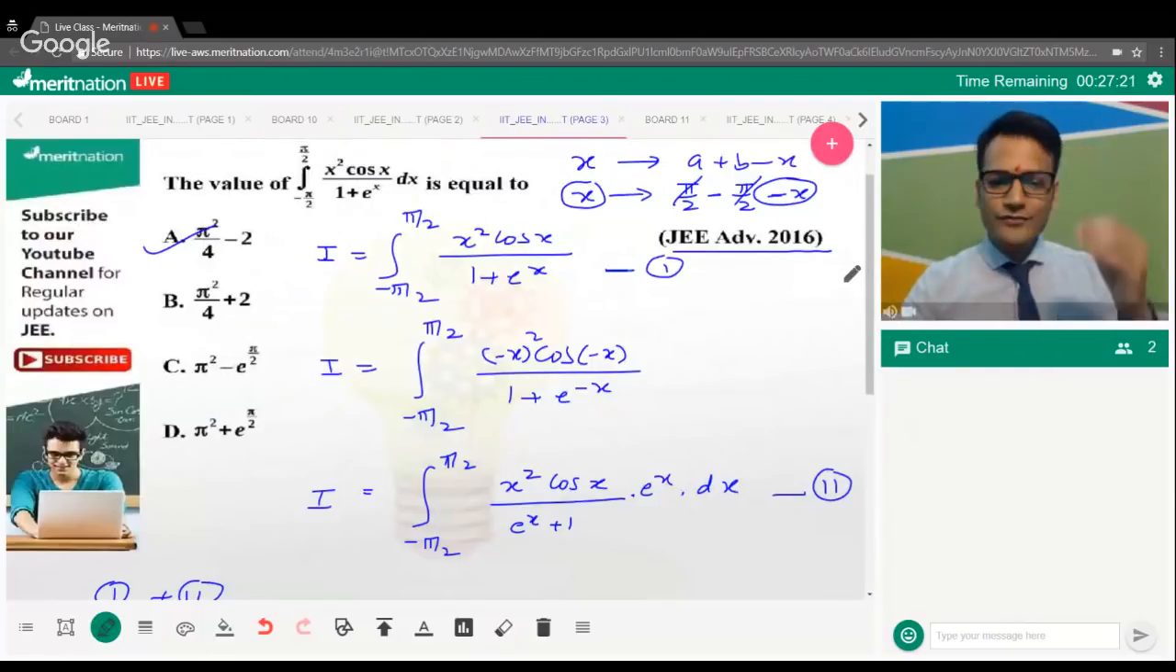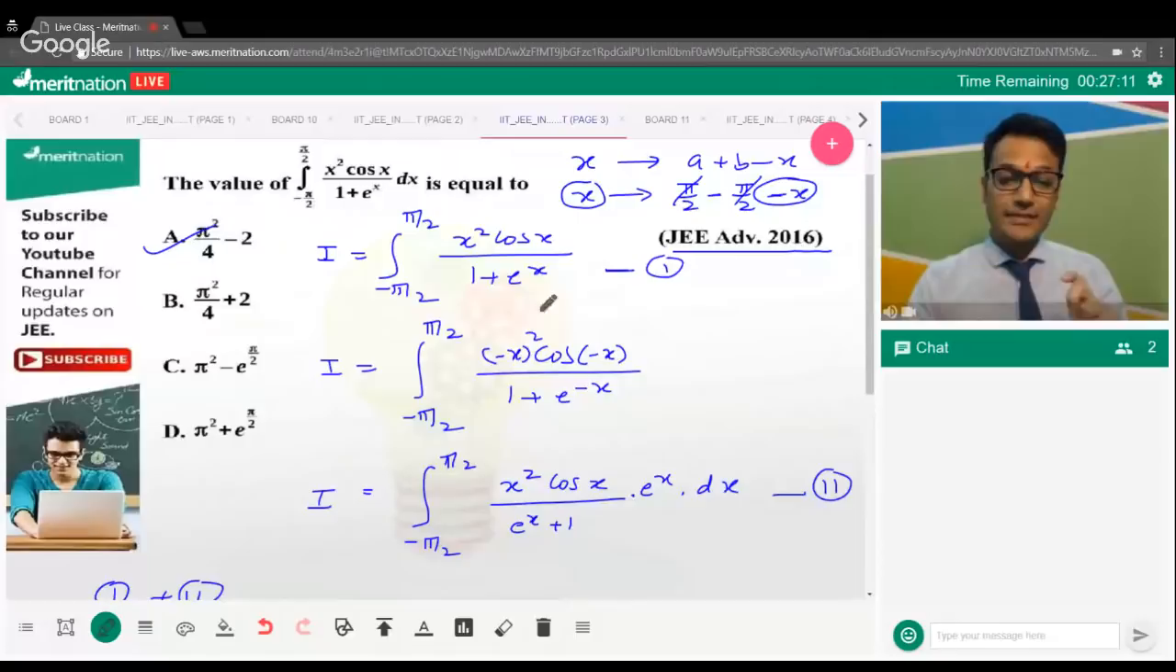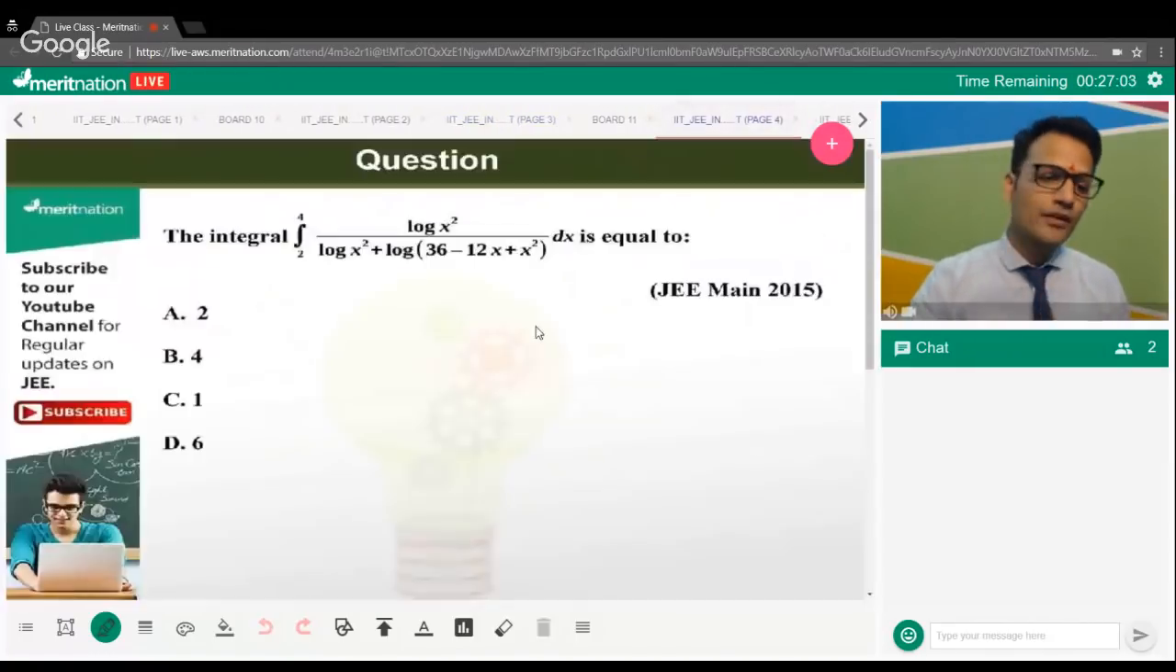I hope most of us would have gotten this integration. However, the basic thing which you need to do, the basic first step, is to apply the master property which we have discussed, that is a plus b minus x, or the King's property, as we usually call it.